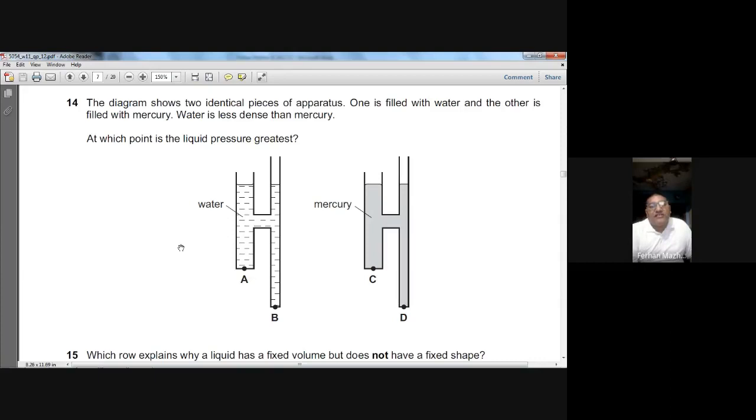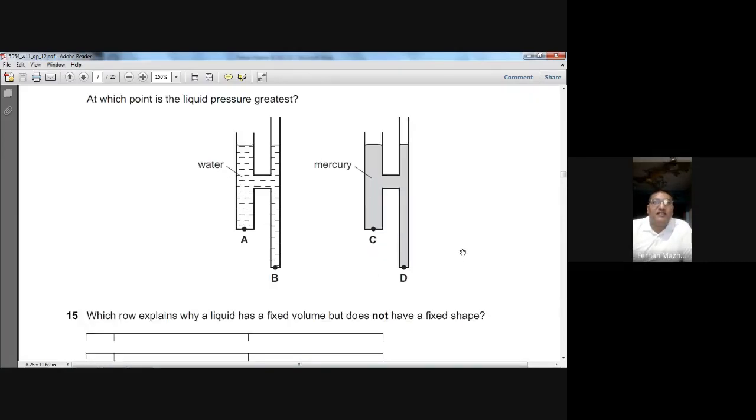So the greatest pressure will be in the vessel which has mercury, and where the vertical depth of the mercury above the point is greatest. So definitely it will be point D, because it contains mercury and the depth of the mercury above this point is greatest. So at point D, the pressure will be greatest. So D is the option for question number 14.